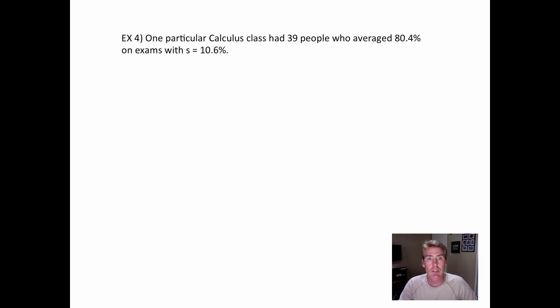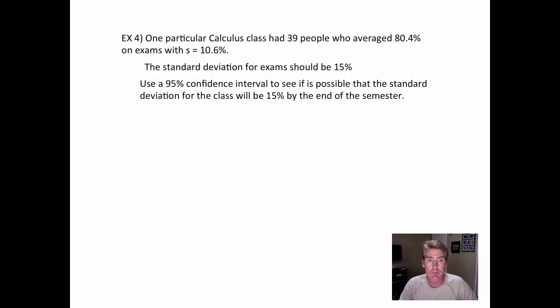Okay, now here's a way that you could actually use this. So I had a calculus class last semester. They did very well, averaged 80.4% on the first test with an S of 10.6. Usually you want the standard deviation to be 15 for exams if the exams are worth 100 points. So is it possible that it could be 15? So we're going to make a confidence interval based on the first sentence and then see, does 15 land in that interval or not? Is 15 even possible?